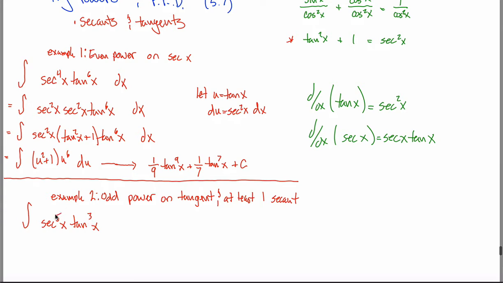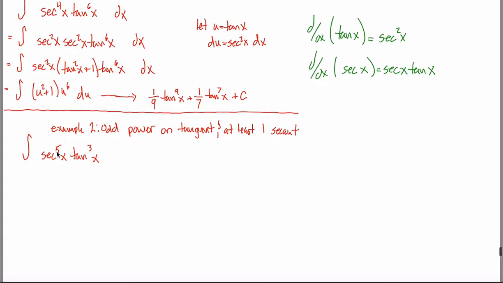If this is odd and this is even, well, that's bad news, and I'm not going to show you a way to deal with that. But if this is odd, oh, don't worry, that'll save you. Example 2, you have an odd power on tangent. And oh, by the way, you need at least one secant to do this method. In this case, I have secant to the 5th power.